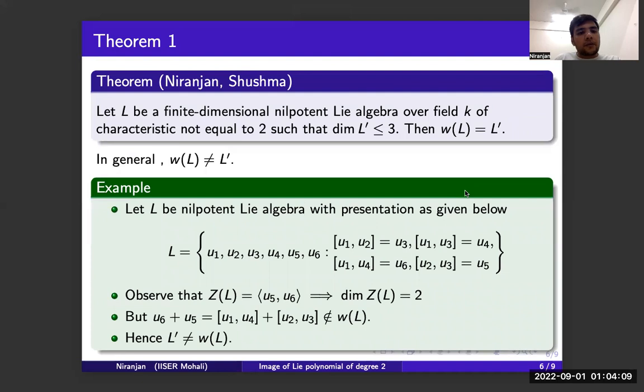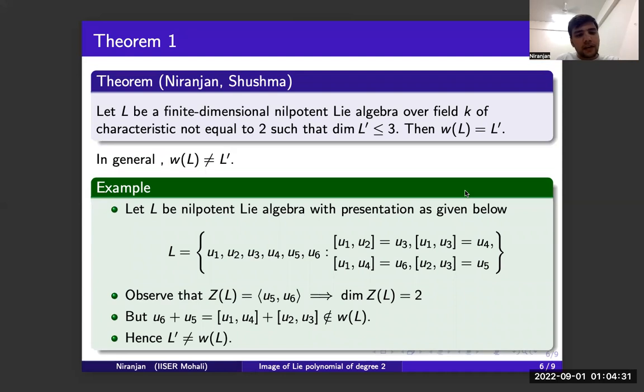We proved the following: if L is a finite dimensional nilpotent Lie algebra over a field K of characteristic not equal to 2, such that the dimension of L dash is less than 3, then W_L is equal to L dash. That is, W_L is a vector space. But in general, W_L need not be a vector space.